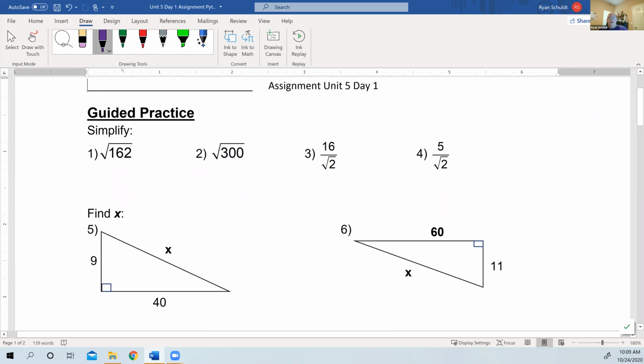Okay, so on the guided practice, they ask us first to just simplify these. So let's see, what can go into 162? Well, the first thing I notice is 2 and 81. I don't really know where to start, but I know it's even, so 2 and 81. At least it gets me started. Then I need to look at 81. And I realize, oh wait, 81 is 9 times 9. Now, if you don't realize that, that's okay. You just have a little bit more work to do.